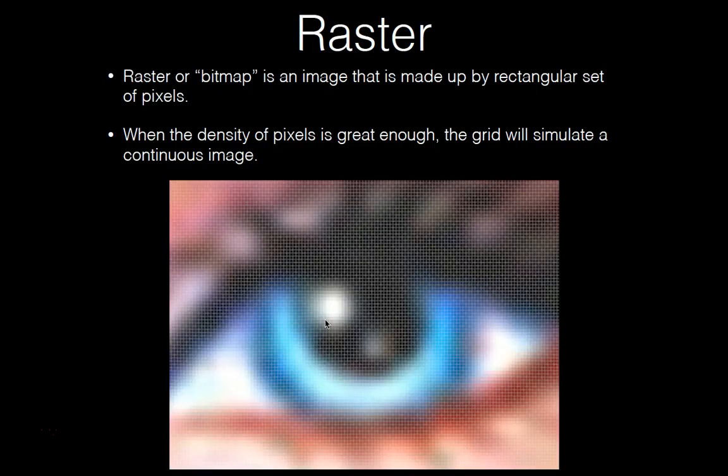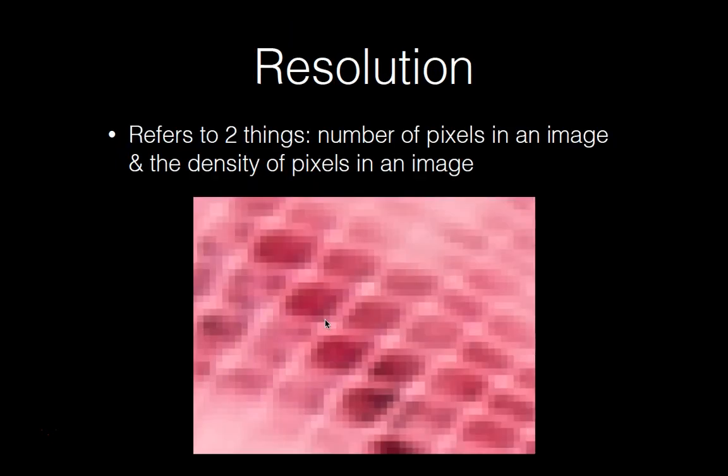So we're going to talk a little bit about raster images. Now, a raster or bitmap is an image that's made up of a rectangular set of pixels. When the density of pixels is great enough, the grid will simulate a continuous image. You ever zoom into a photograph and see lots of little tiny dots? They come together, and if you step back, it creates a full image. This is kind of how raster images work. Pixels are lined up in an X and Y axis in various tones and gradients to create an image.